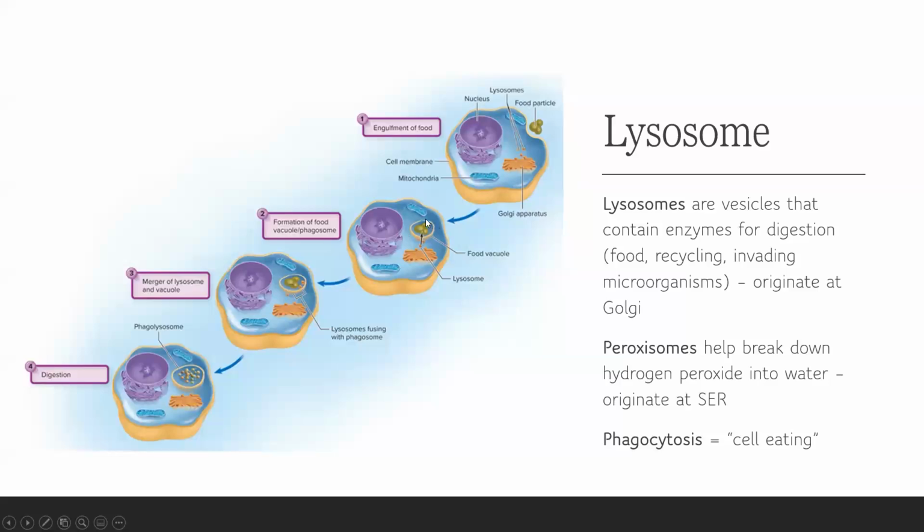Now the food vacuole is going to fuse with these lysosomes down here. So now we have enzymes being released next to the food where it can be broken down, digested into smaller pieces so that it's usable by the cell.